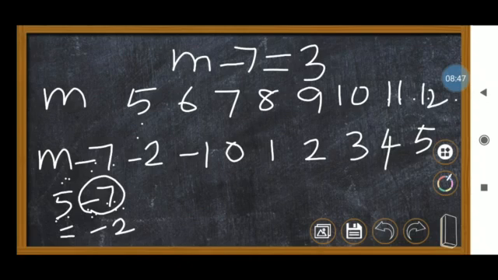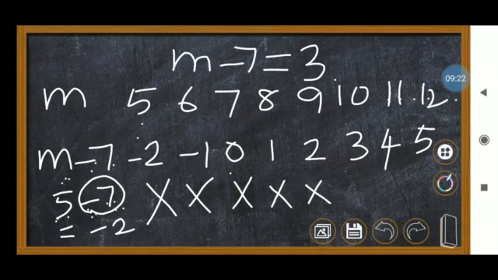Now let me tell you one thing, students. Among all these values, which one will satisfy? If you put 5, minus 2 came, so minus 2 will not be equal to 3. Minus 1 is not equal to 3. 0 is not equal to 3. And 1? 1 is also not equal to 3, 2 also not equal to 3.